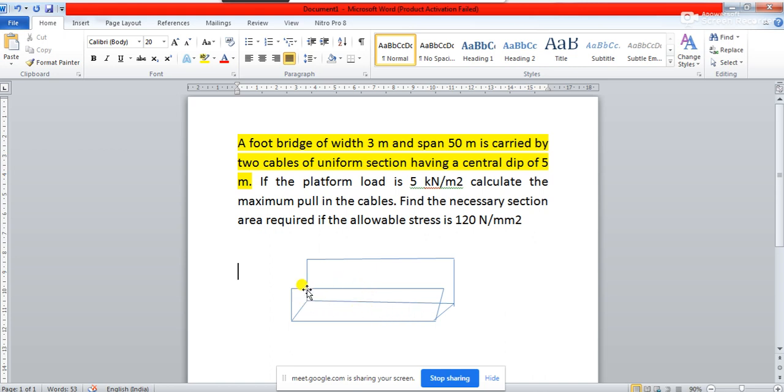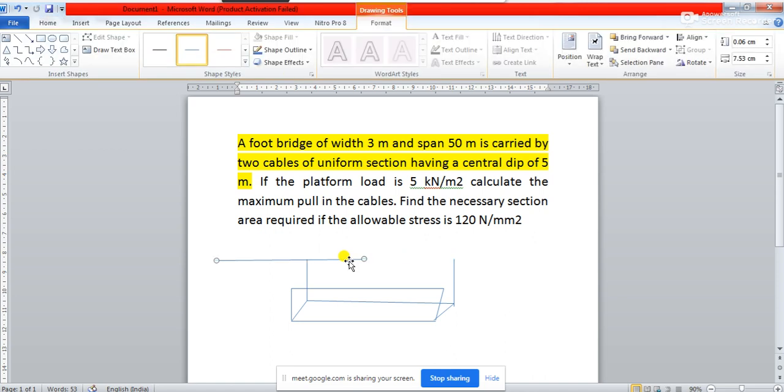So on one side there is a cable. This is one cable. Let's say this is another cable. Think about these cables as parabolic. I've just drawn simple straight lines, but let's say these are parabolic cables. So on one side this is a parabolic cable.